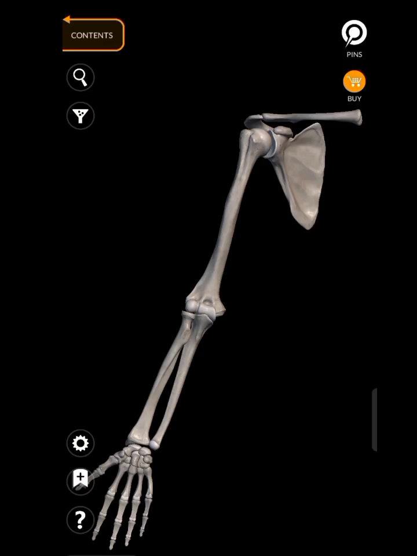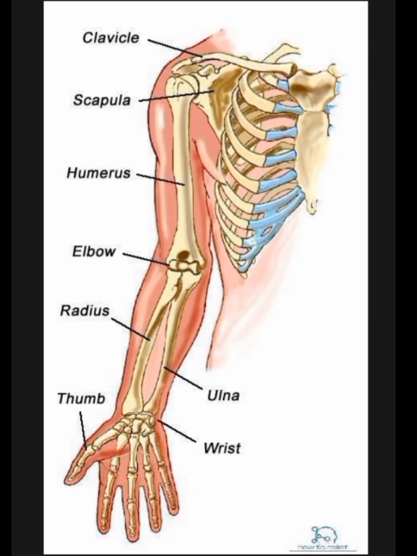Let's go through the clavicle and its attachments, how the clavicle is located, and how many joints the clavicle forms with other bones. Now you can see in this video that the clavicle, which is also called the collarbone, is located between two bones. The first bone is the sternum and the second bone is the scapula. The sternum articulates with the clavicle medially, and the scapula articulates with the clavicle laterally. So the clavicle is present between these bones.